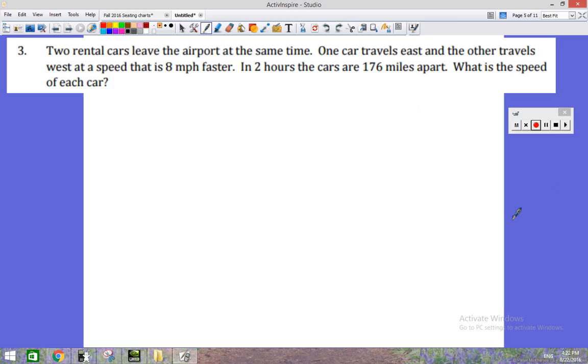We have 2 rental cars leaving the airport at the same time. One car is traveling east and the other is west. So they're traveling in the exact opposite direction, a straight line distance between the two. The car that's traveling west travels 8 miles per hour faster. 2 hours after they take off from this same airport, they're 176 miles from each other. But obviously the one that's going faster has covered more miles than the car that traveled slower. What's the speed of each car?